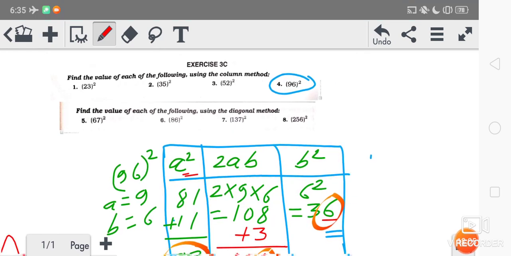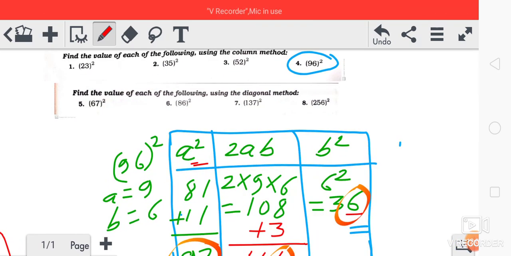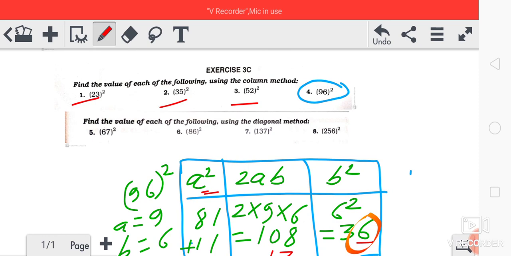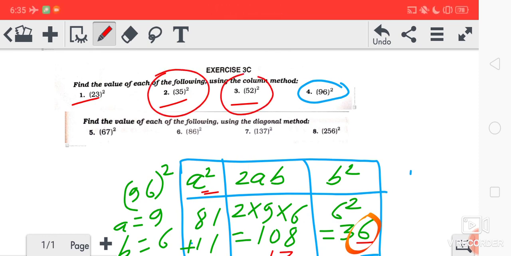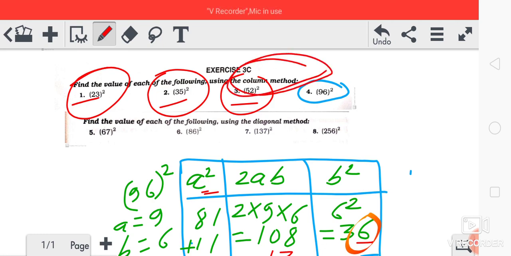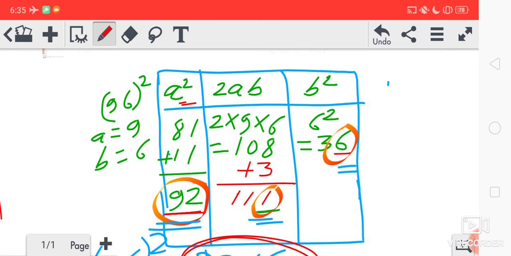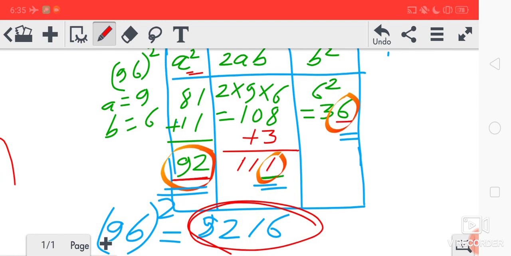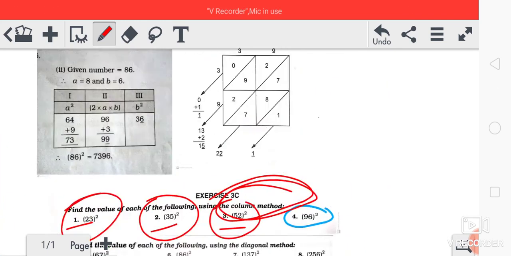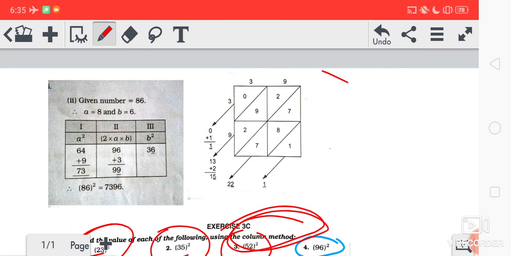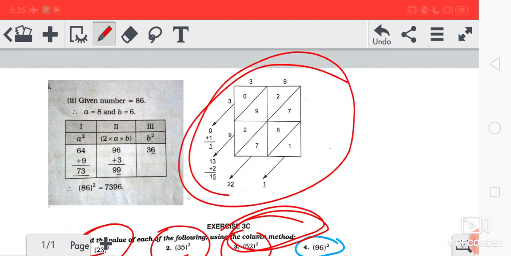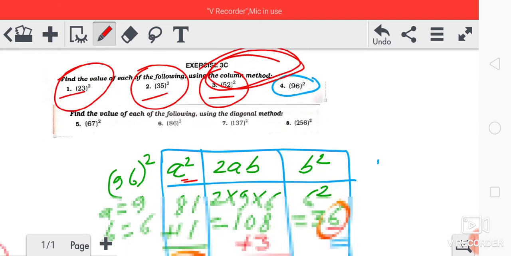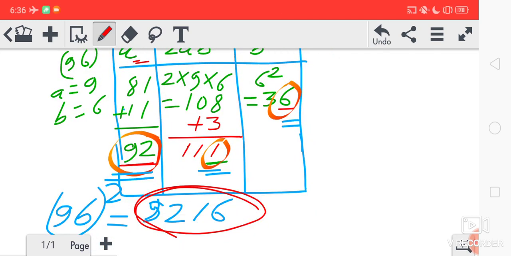So I hope this is clear to you. Now the rest of the questions, 23 square, 36 square, and 52 square, I hope you can do on your own. 52 square, 35 square, and 23 square using the column method. Now tomorrow we'll discuss the diagonal method. This method, diagonally, how we can square any number. Okay, so see you in the next class. Thank you.